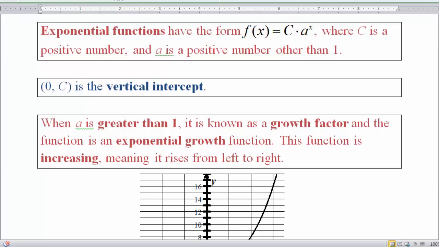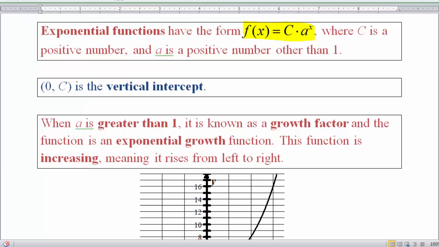All right, so now here we just get into the general form for an exponential function. The general form is going to be this: f of x equals c times a to the x, where c is going to be a positive number for our purposes. Could c be a negative number in future classes? Yeah, but for our purposes in intermediate algebra, c is going to be a positive number, and a is also a positive number other than 1.